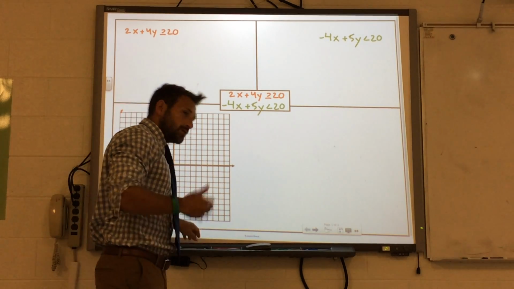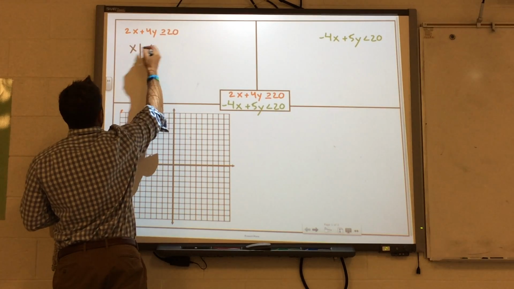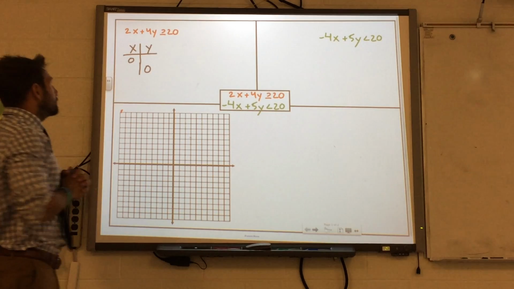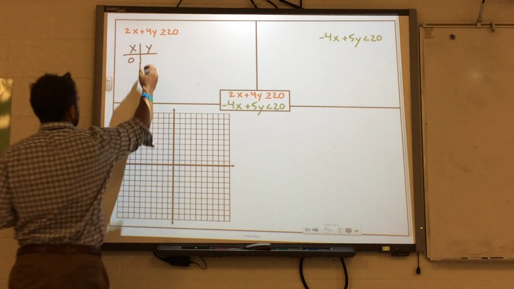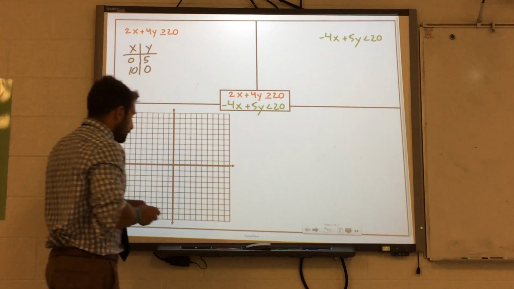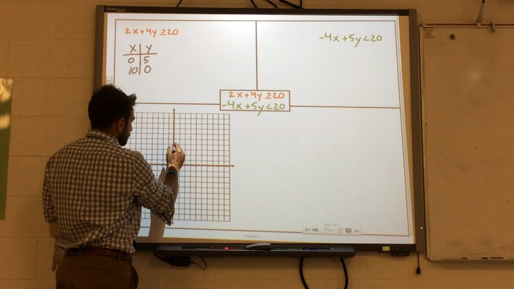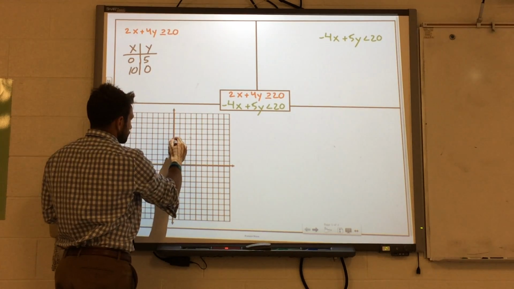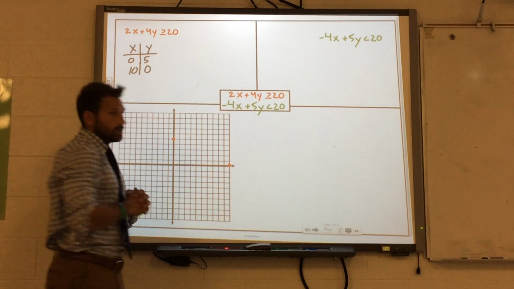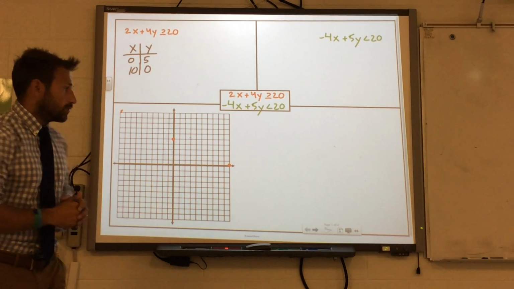So to graph them, same thing as before. Find our x and y intercepts. X, y, 0, 0. 20 divided by 4 is 5. 20 divided by 2 is 10. So our y-intercept is 0, 5. And our x-intercept is 10, 0. We connect them with a solid line because it's greater than or equal to.